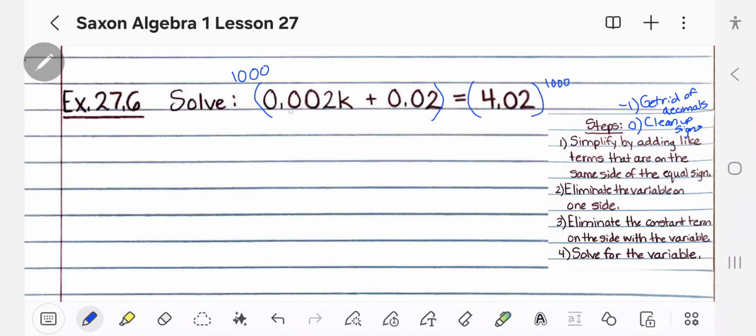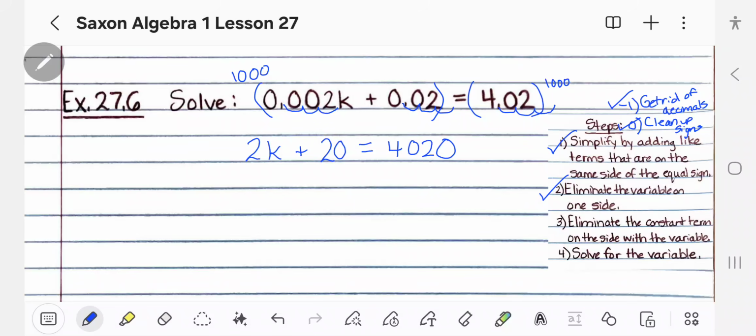Okay? That's going to move this 1, 2, 3, and it's going to be 2k plus, this is going to go 1, 2, 3, that's going to be 20 equals 1, 2, 3, 4,020. All right, so we've gotten rid of our decimals. We don't have any signs to clean up. There's no like terms here, and there's only one term here. And there's only one variable on one side, so that's nice.